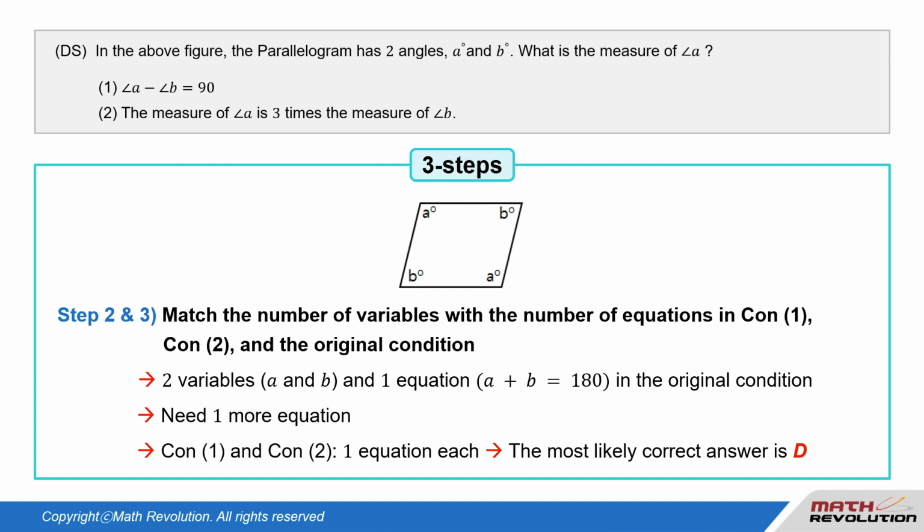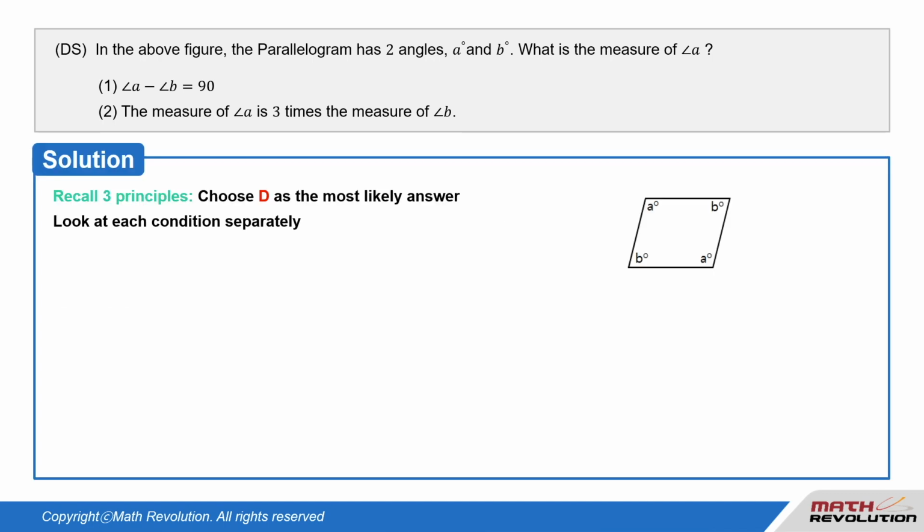To match the number of variables with the number of equations, we need one more equation. Since conditions 1 and 2 will provide one equation each, it's about 60% likely D is the answer. Recall 3 principles and choose D as the most likely answer. Let's take a look at each condition separately.